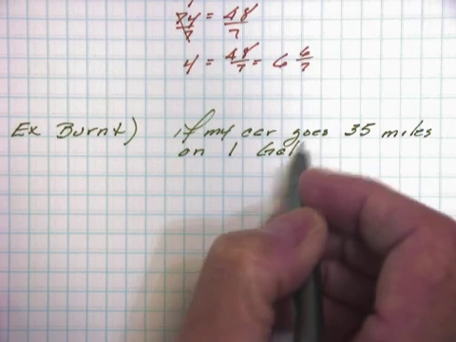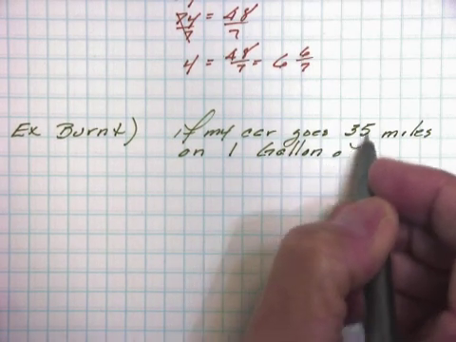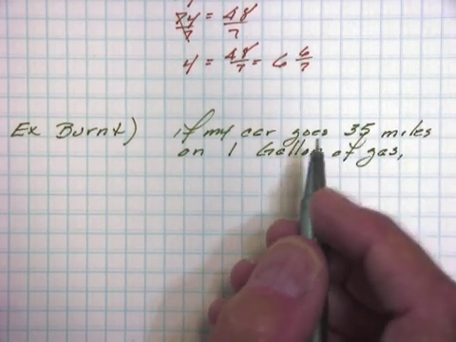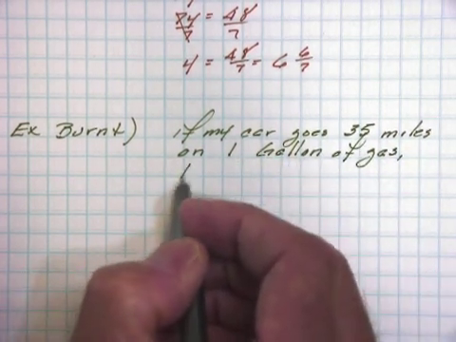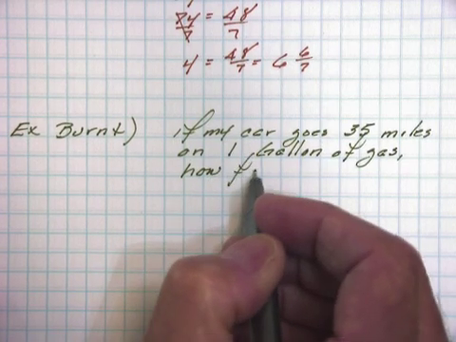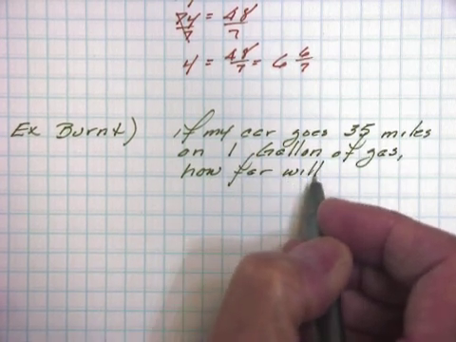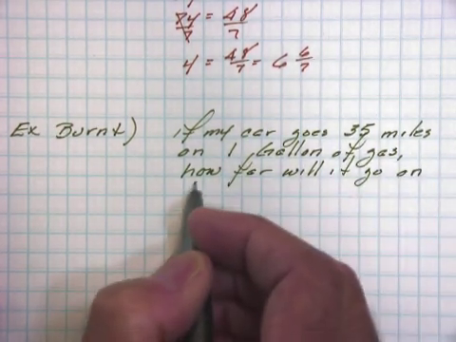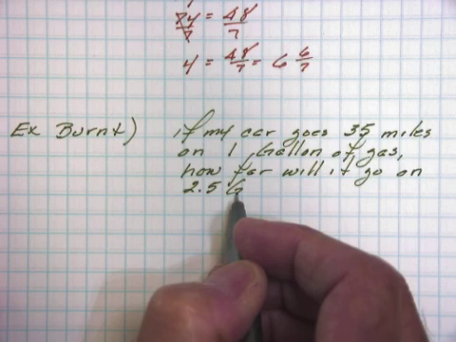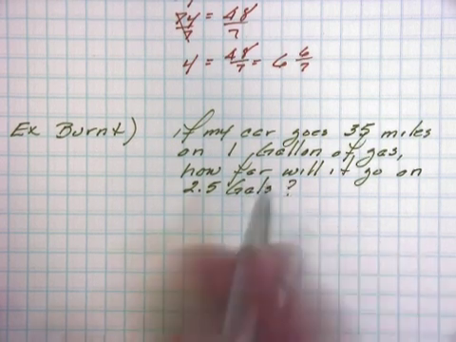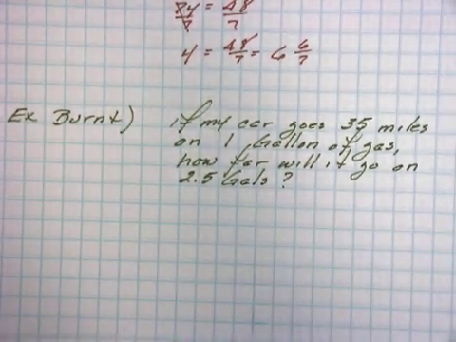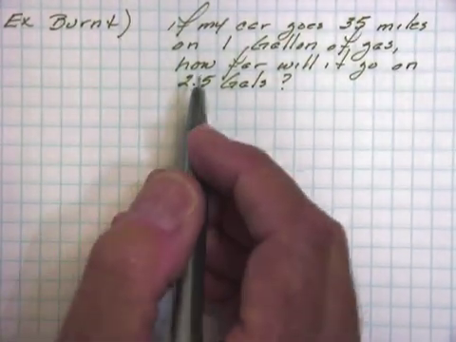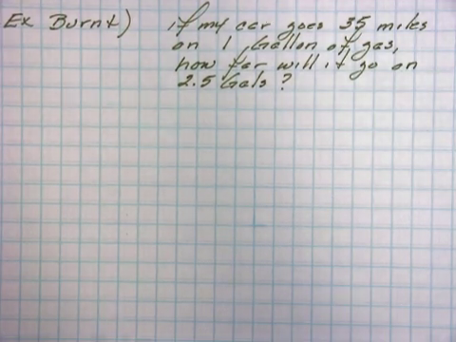Okay, anyway, if my car goes 35 miles on 1 gallon of gas, how far will it go on 2.5 gallons? So this is a real-world type of problem.